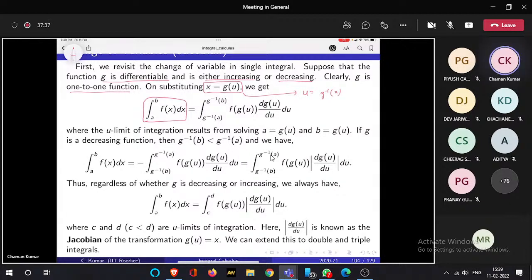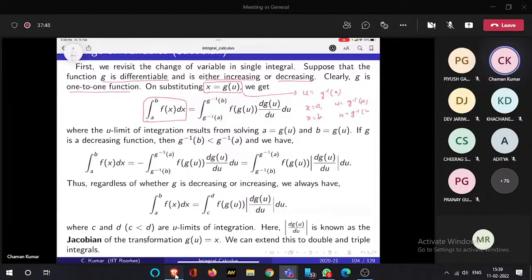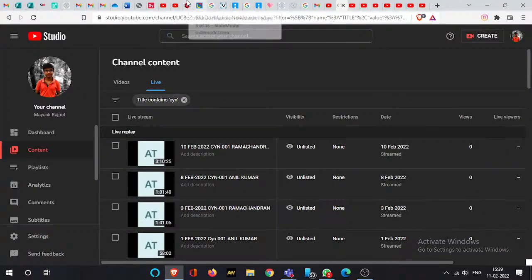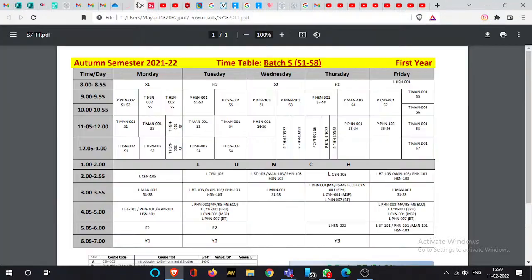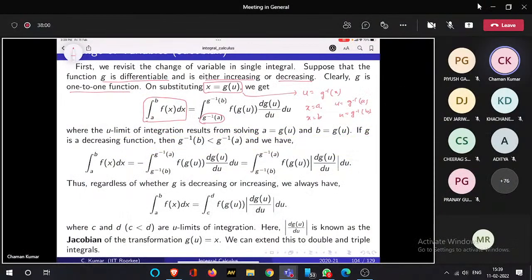Now when x is equal to a, u is equal to g inverse a, and when x is equal to b, u is equal to g inverse b. Fine. So you have this limit. If it is increasing, the g inverse a will be smaller because a is smaller, and similarly g inverse b will be bigger because b is bigger. So the range will be from g inverse a to g inverse b.